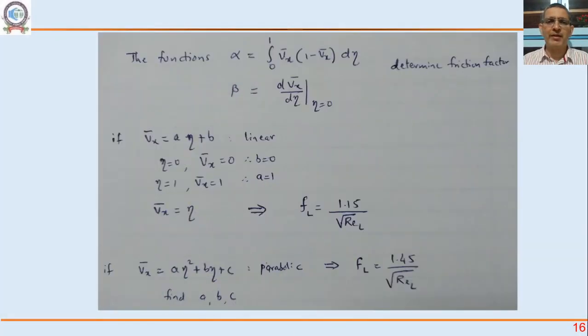So I'm just going to give you some examples. How will we evaluate alpha and beta? We need the velocity profile. If I say linear velocity profile, which means Vx bar is eta, you will get friction factor for the whole plate as 1.15 divided by square root Rel. If you say quadratic, Vx bar is a eta square plus b eta plus c. If you put eta equal to 0, that is the plate surface, Vx bar is 0, so c must be 0. If you take eta equal to 1, Vx bar is 1, that means a plus b is equal to 1.